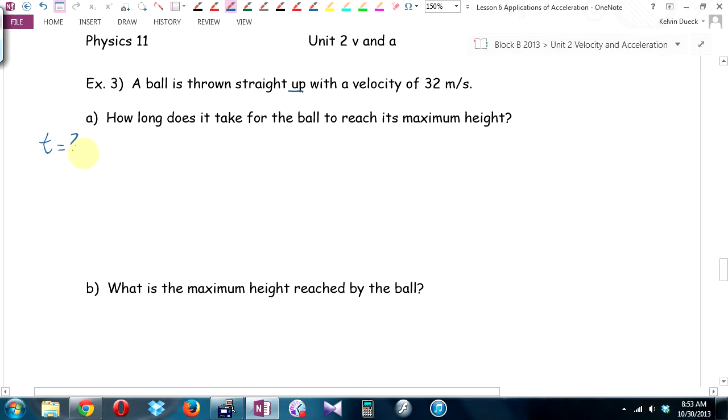We're not on a cliff, so I'm not going to draw a little picture. What else do I know? VI is 32.